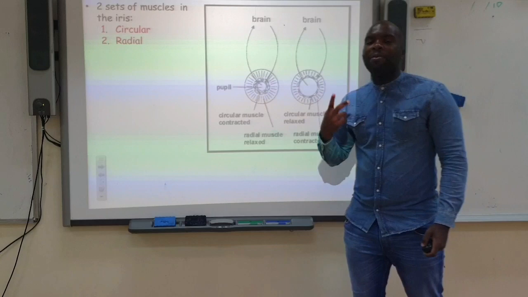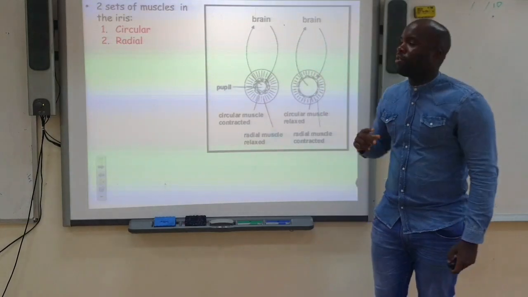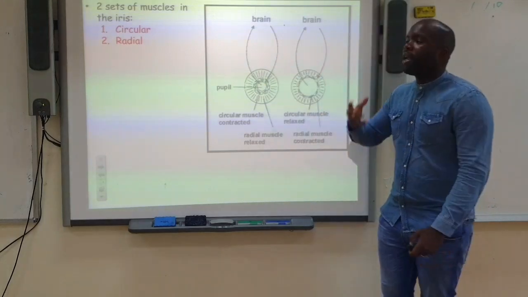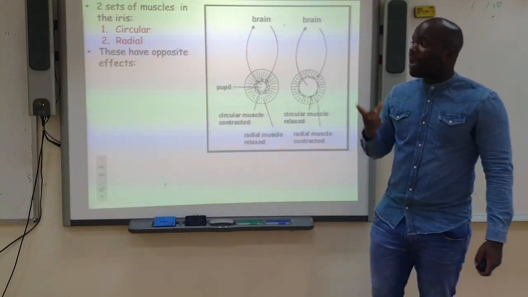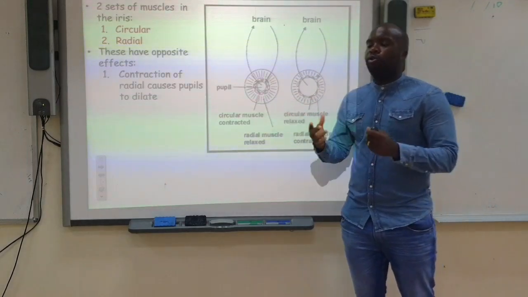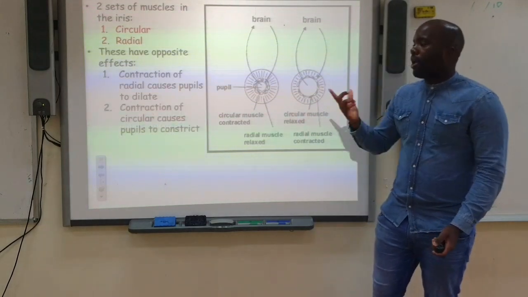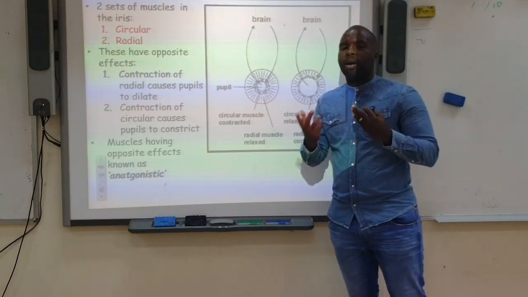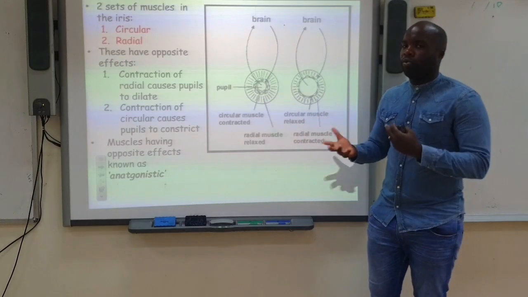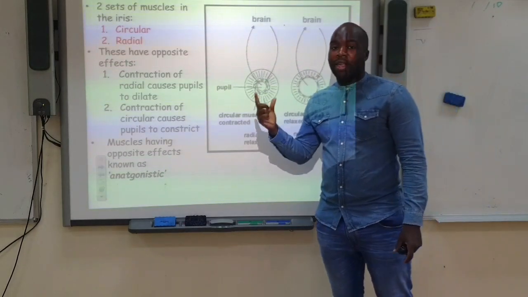Now the iris is made up of 2 bits of muscle: the circular muscles and the radial muscles. Now these have opposite effects, but they're working for a common goal, essentially to control the amount of light in the eye. And therefore they are known as our antagonistic muscles. They have the opposite effect.